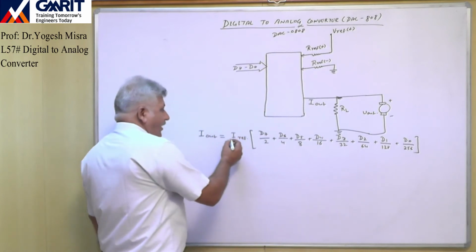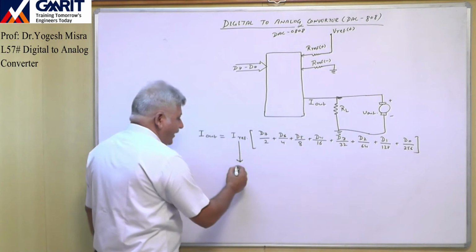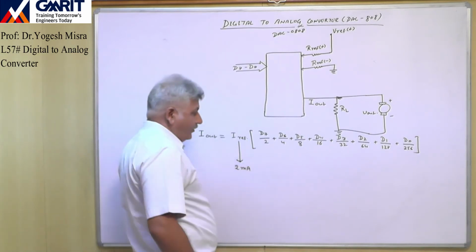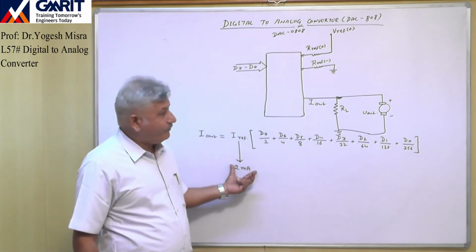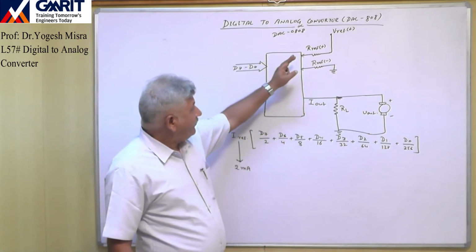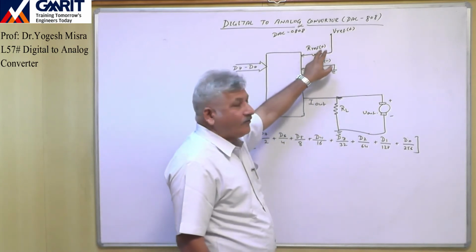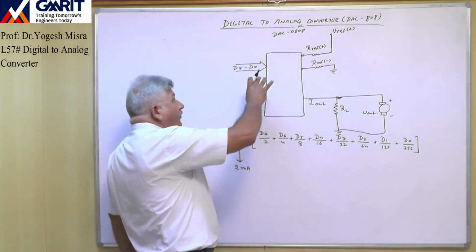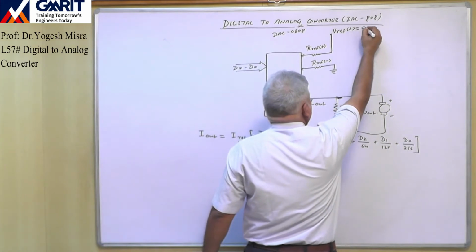Now here the I reference for this DAC has to be maintained at 2 milliampere. So it has to be fixed at 2 milliampere. This reference current will be generated by using this reference voltage and this reference resistor. Now suppose we are operating this DAC at V reference plus of 5 volt.